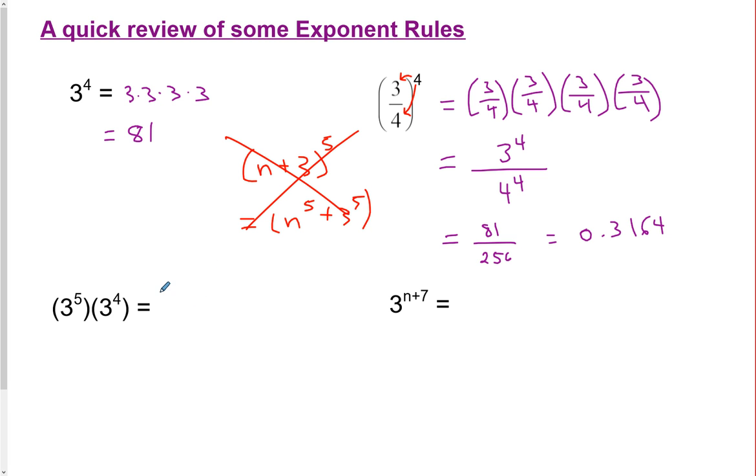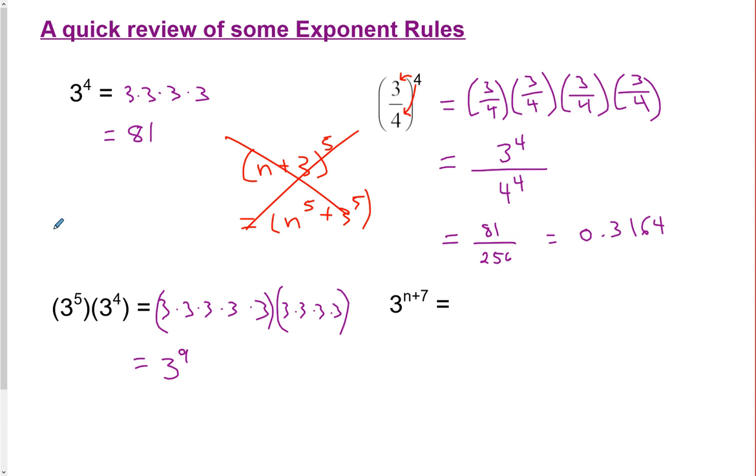Here's the shortcut. If I've got 3 to the 5, I can write that as, get ready, this is going to take a little while. I can write that as 3 times 3 times 3 times 3 times 3. So that's 3 to the 5. And then I'm going to multiply all of that by 3 to the 4. So that's 3 times 3 times 3 times 3. Whew! So really what I've got is 1, 2, 3, 4, 5, 6, 7, 8, 9 threes. So I can rewrite that as 3 to the 9.